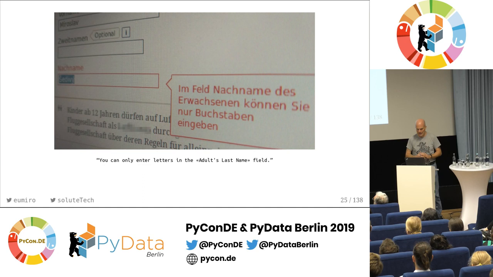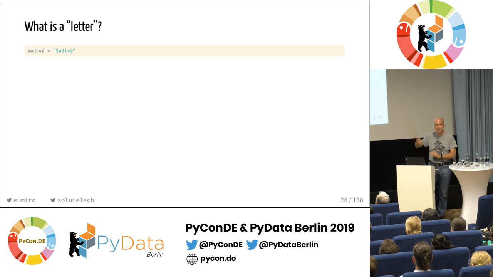Something different is, this is some random airline company in Germany. I wanted to buy a ticket, and I wrote my last name, and they told me, you can only enter letters in the adult's last name field. Sorry, my last name consists of letters. What is a letter? You can do this in Python 3. You can write a word with some beyond ASCII characters, equals, and then the string. But you cannot name your variable a smiley or dot or question mark. How does Python know about that? Does Python know all these characters with all the carons and Chinese characters? You can use Chinese characters for that.